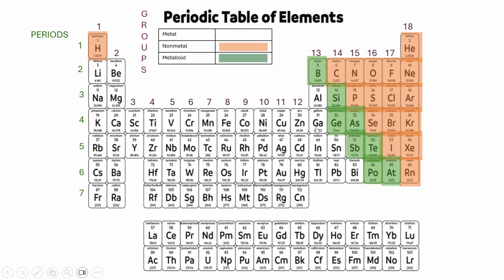Next, we have the metalloids, and the metalloids are kind of like an in-between between a metal and a nonmetal. This little staircase down here are all the metalloids. Again, you don't have to use the same colors that I used. You can pick whatever color you want. Go ahead and pause the video and color in your metalloids.